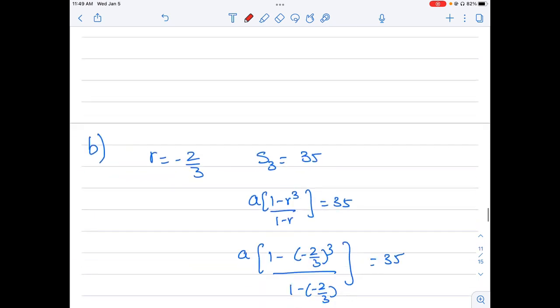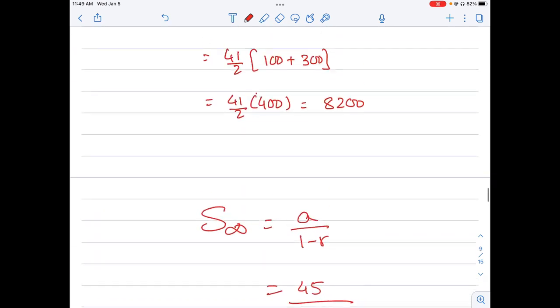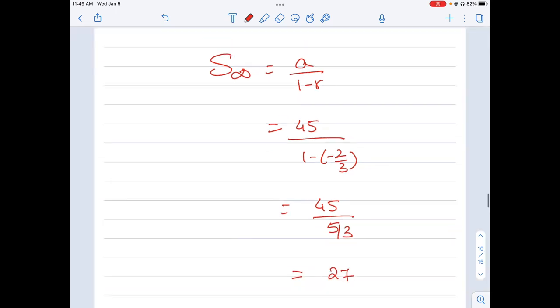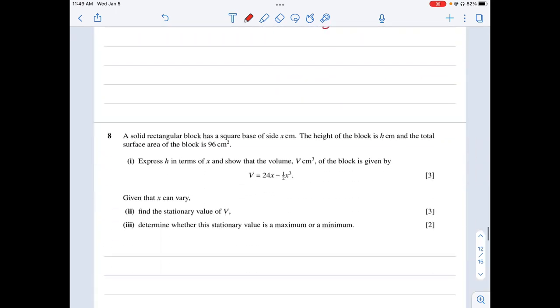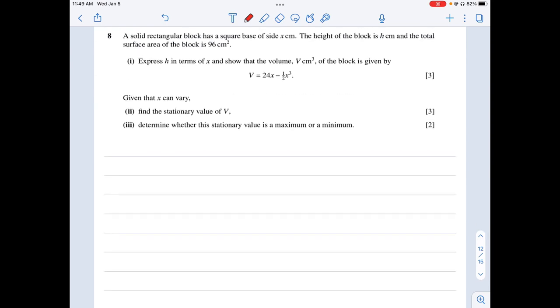That's question number 7. Okay. It has been added over there. So coming to question number 8. A solid rectangle has a square base x centimeters. The height of the block is h centimeters and the total surface area is 96.